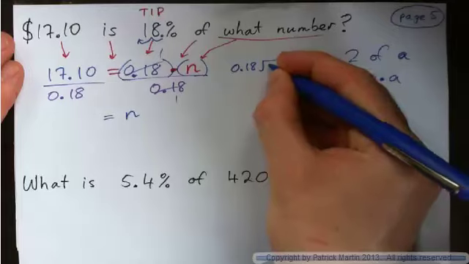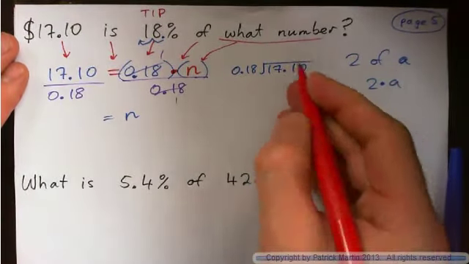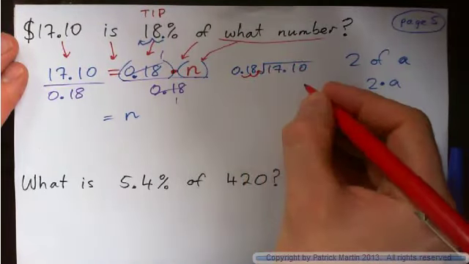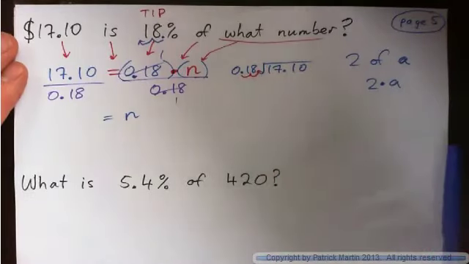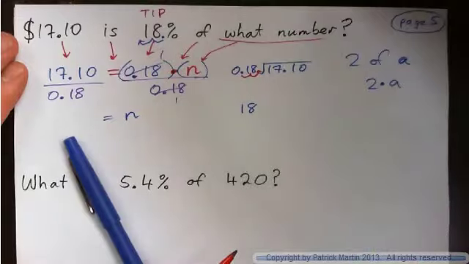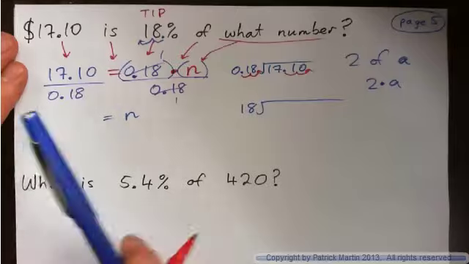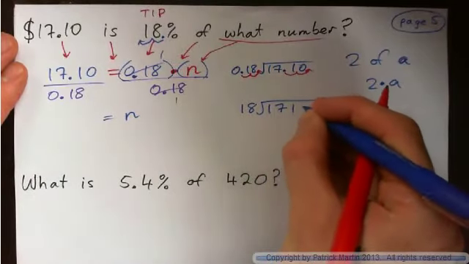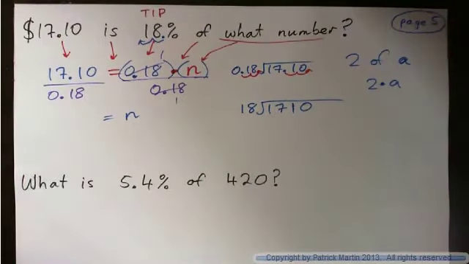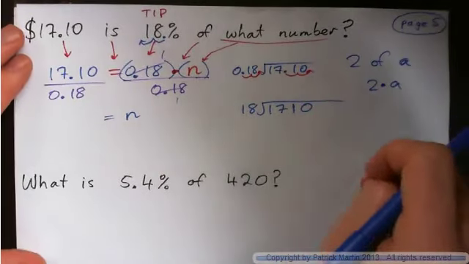0.18 into 17.10. I cannot divide by a decimal, so I need to turn it into a whole number. So I'll move the decimal point 2 spaces to make it 18, a whole number. But I must do the same to this one, move it 2 spaces. This was the trick we learned when dividing decimals, and we're reviewing that now. So go ahead and do this. What do you get?